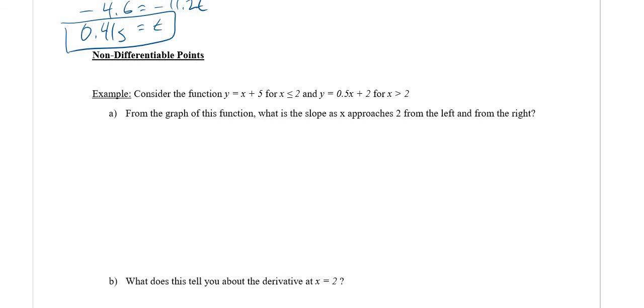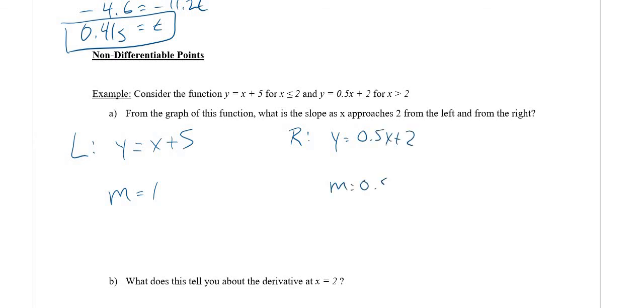So question A asks, from the graph of this function, what is the slope as x approaches 2 from the left and from the right? So that's not difficult to find out. They're both linear functions. So on the left, the function is y equals x plus 5, so m is going to be equal to 1. Looking on the right, the function is y equals 0.5x plus 2. So the slope for this one is 0.5.